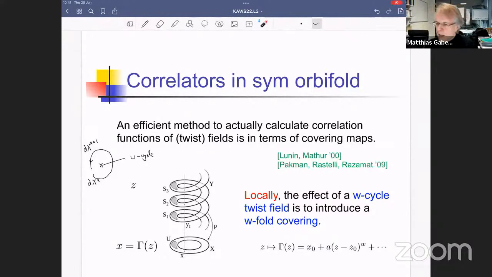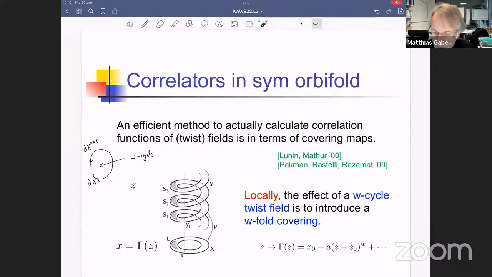Now, what you want to do is you want to do this near each point. So near each insertion, you want to look at the map that has the property: the Zs live up here, the Xs live down there. And you're going to look at the map where Z goes to γ(Z), where γ(Z) maps Z0 to X0. So that's the point where this field sits, and correspondingly where the field sits on the covering surface, plus the first-order term, which is some number times (Z − Z0)^W. So you cover W many times: as you go once round the covering surface, you go W many times round downstairs, and thereby you unwind this monodromy.